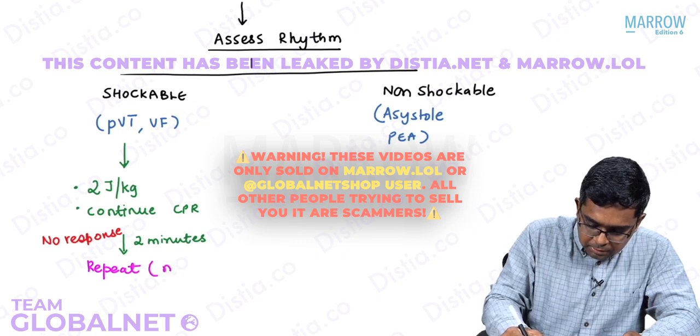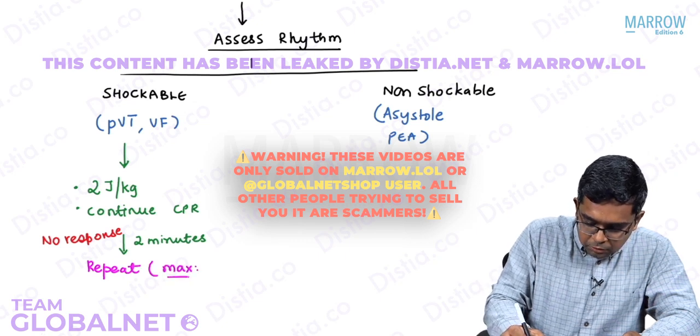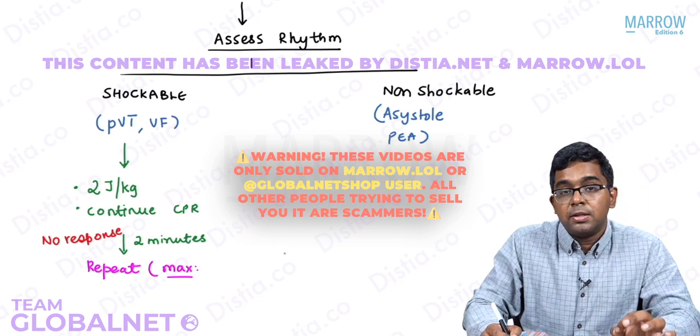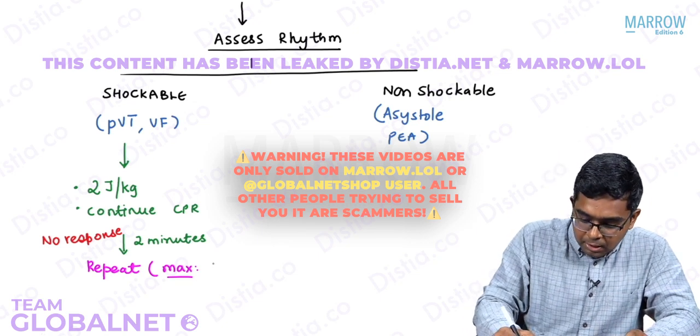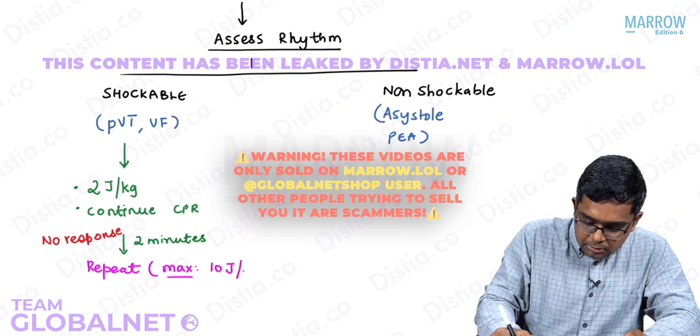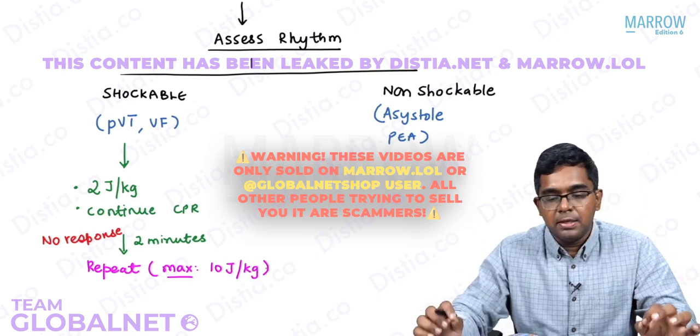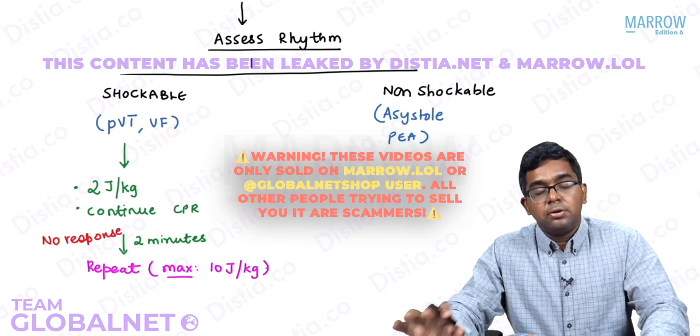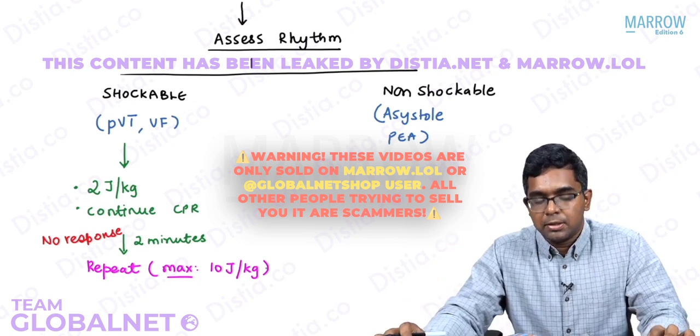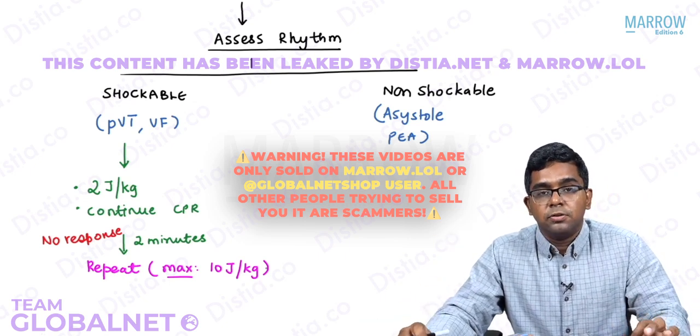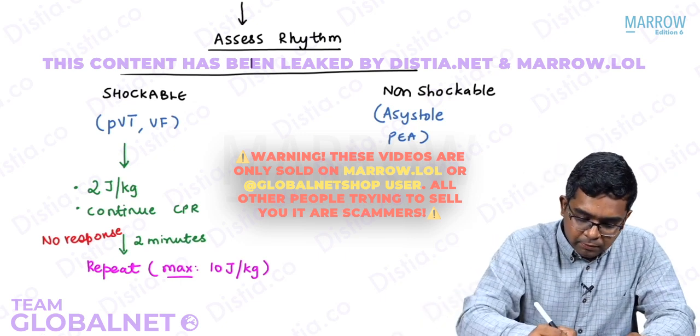However, please remember the maximum amount of shock which you can deliver to a patient during cardiopulmonary resuscitation is up to 10 joules per kilogram. This should always be remembered. Okay, that is about the algorithm for a shockable rhythm. What about the algorithm for the non-shockable rhythm?